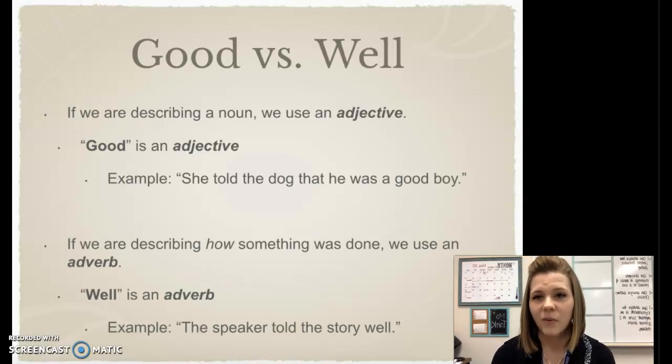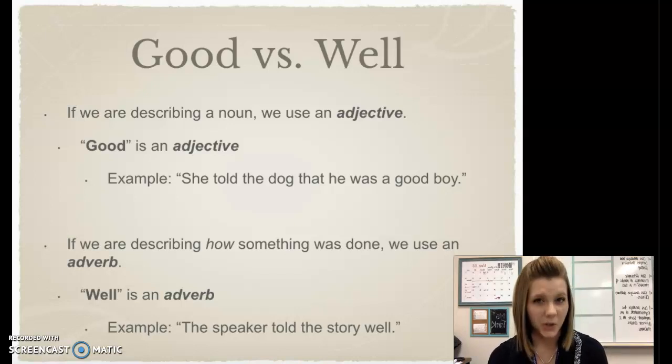The last thing that I want to cover with you is using good versus well. So if we are describing a noun, we should use an adjective. Good is an adjective. In my example, it says, she told the dog that he was a good boy. In my example, the noun that we're describing is boy, and so I use that adjective good. However, if we are describing how something was done, we would use the adverb. Well is an adverb. In my example, it says, the speaker told the story well. Again, it answers that question. How was the story told? It was told well.